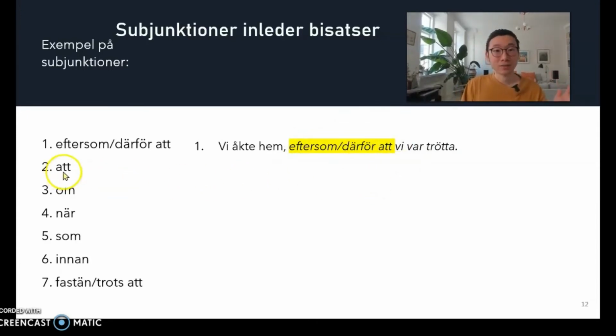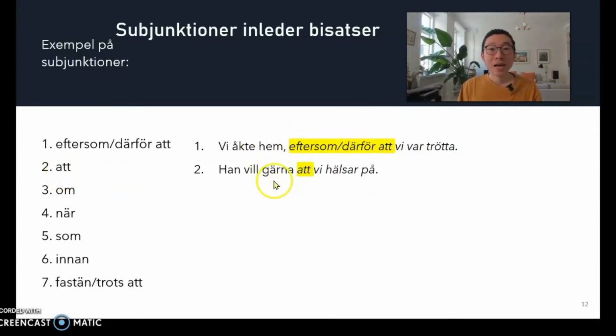Nästa att. Han vill gärna att vi hälsar på. He wants gladly that we visit him. So that we visit him. Att använder du också när du säger till exempel jag tycker att. Att is also being used when you want to say I think that it is a good idea. Jag tycker att det är en bra idé.